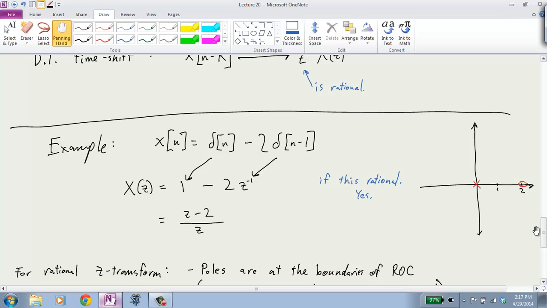Well, except we know it's finite duration. That would be enough to know that it has to converge.